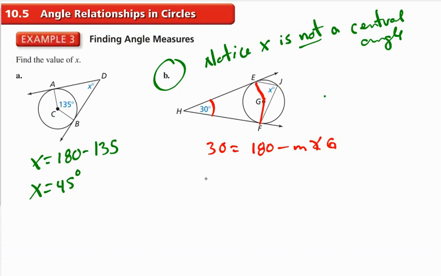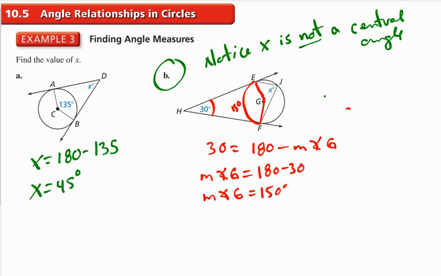And then we can do some algebra and move angle G to the left-hand side and let it be equal to 180 minus 30. So the measure of angle G is 150. And if the measure of angle G is 150, so is the arc it intercepts, because the central angle is equal to the arc measure. So this is 150.